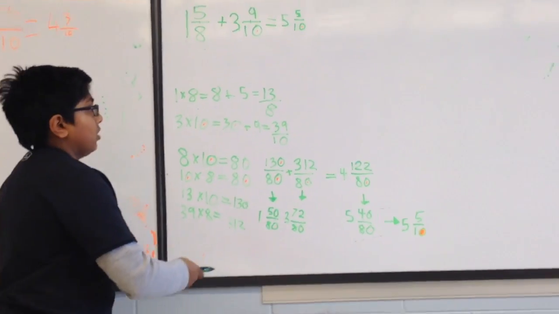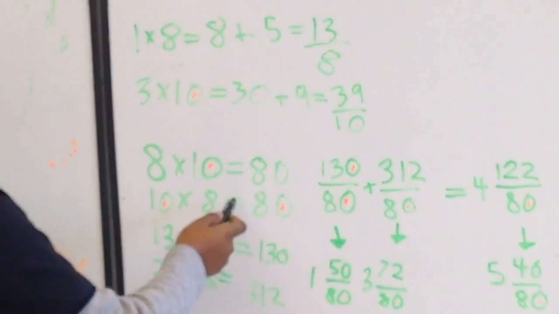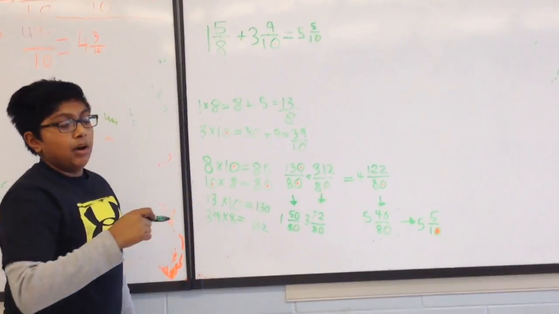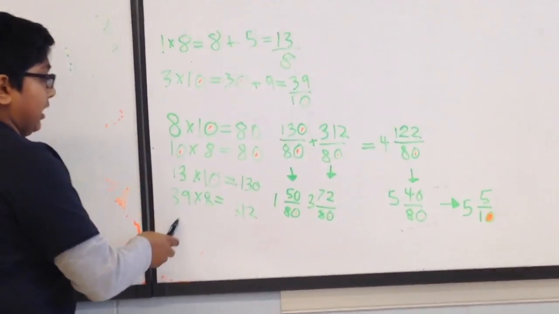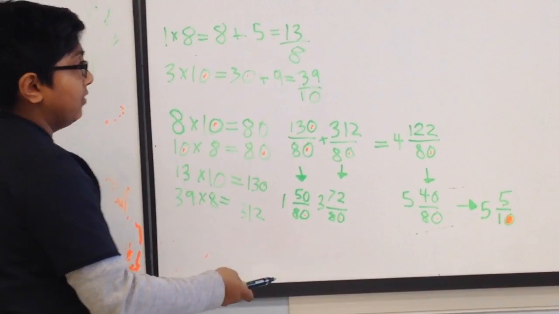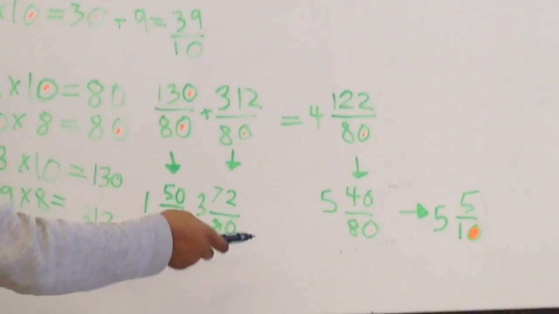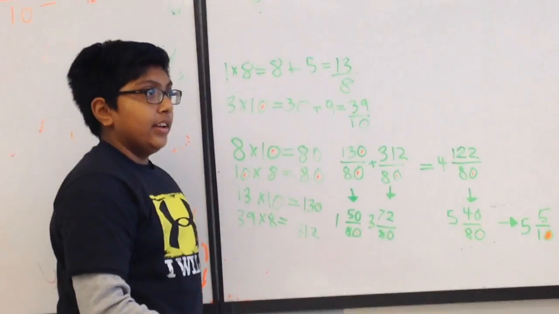So the common denominator with 8 and 10 is 80. So we're going to do 8 times 10 equals 80, 10 times 8 equals 80. Whatever you do to the bottom, you do to the top. So 13 times 10 equals 130, and 39 times 8 equals 312. So here they are in their fraction form, which is still improper, and we're going to convert that into mixed numbers.